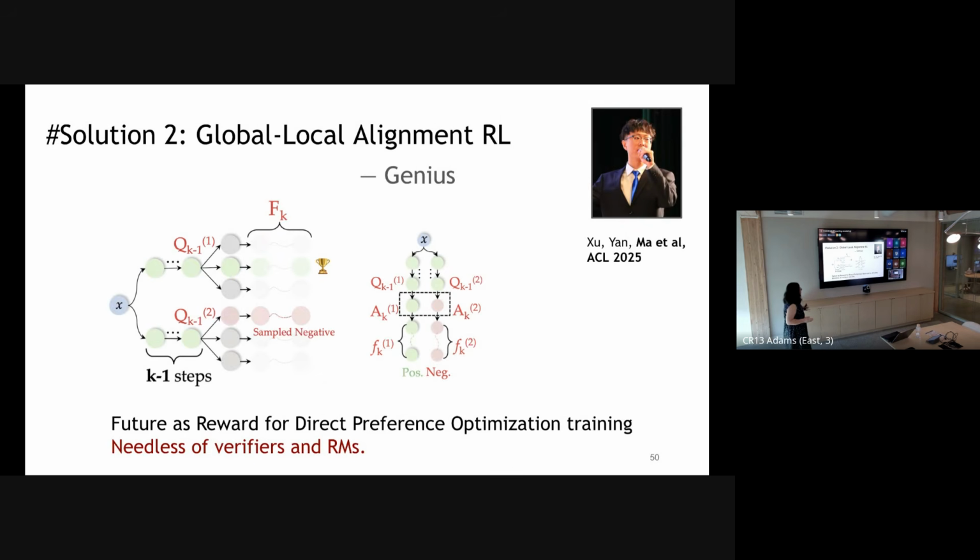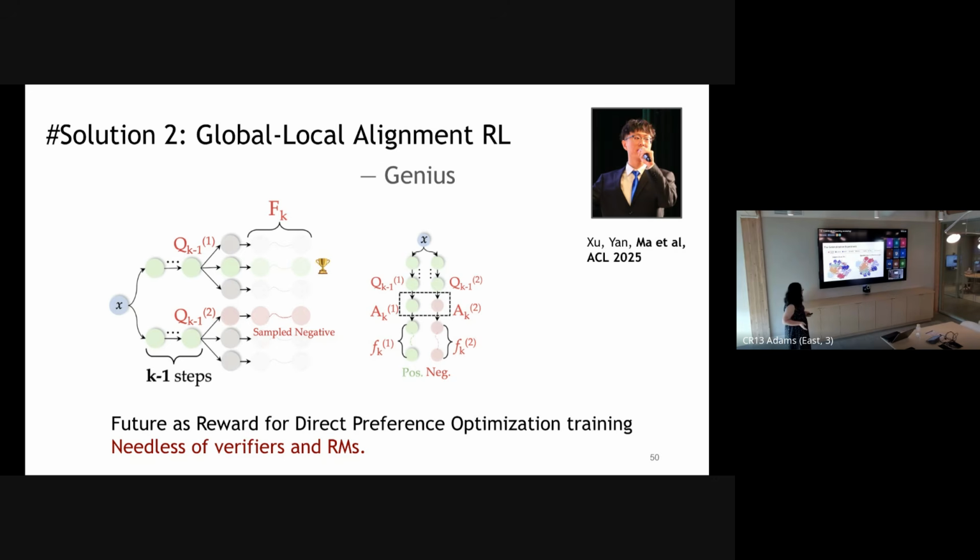Another method of implementation is to do global-local alignment reinforcement learning. As shown just now, we can use the future to evaluate better trajectories for the current step. So now, instead of doing R1 kind of training, which directly uses a reward model or a verifier to find out whether the trajectory is good or not, we can use the future as a reward. For each step, we generate a beam of trajectories, and then we evaluate the future of the trajectories based on the model confidence score.